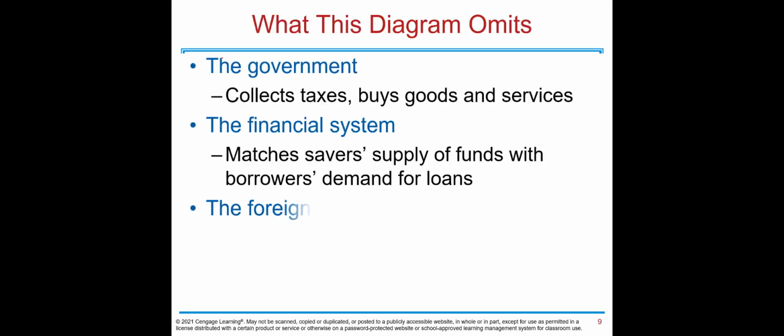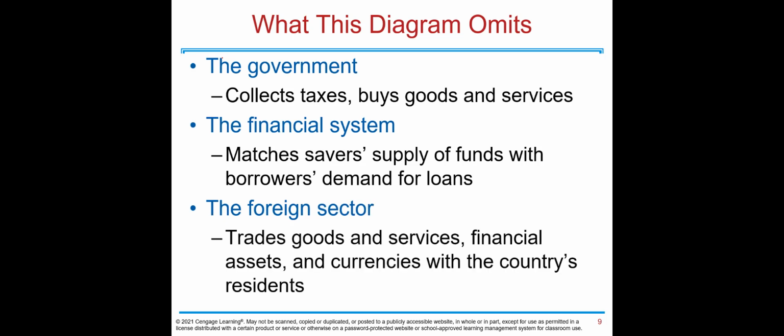So what does this diagram omit? The government. The government collects taxes and buys goods and services. The financial system is missing. The financial system matches savers' supply of funds with borrowers' demand for loans. And the foreign sector is missing. It trades goods and services, financial assets, and currencies with the country's residents.